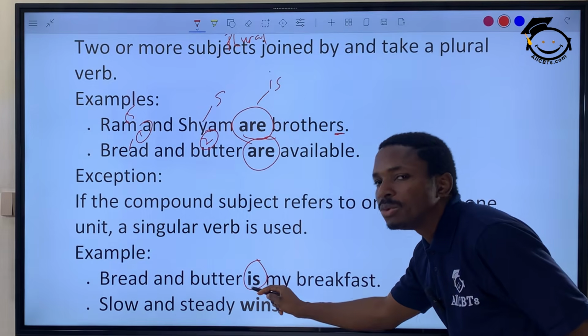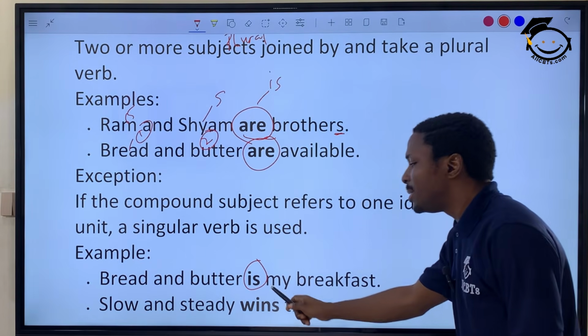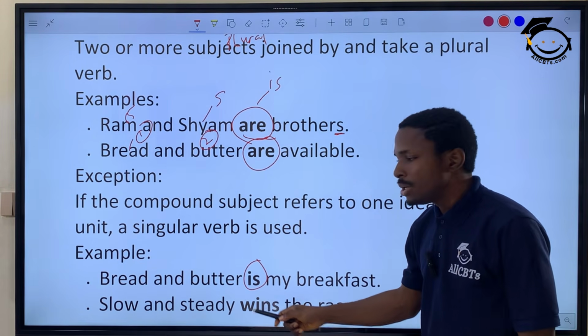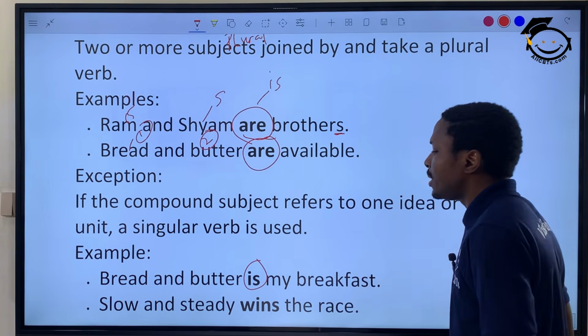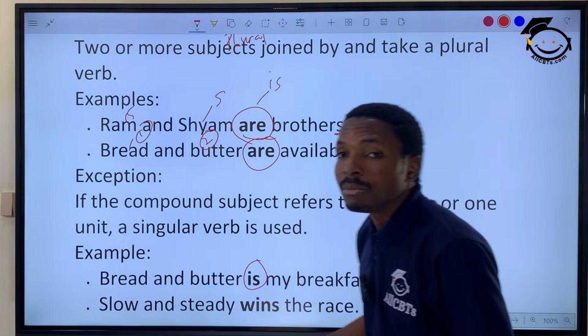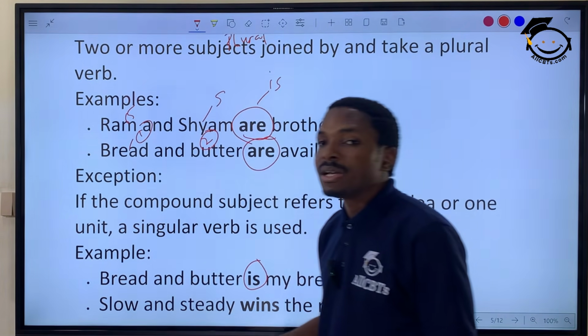So now the verb will be what? Singular. It's not going to be are anymore. So bread and butter is my breakfast. Okay, what are you eating? I'm eating bread and butter. Bread and butter is my breakfast.